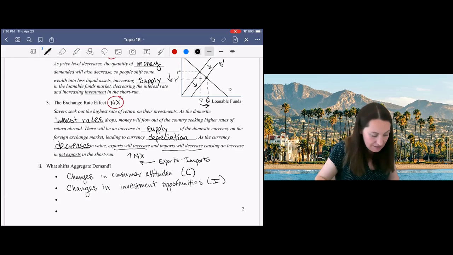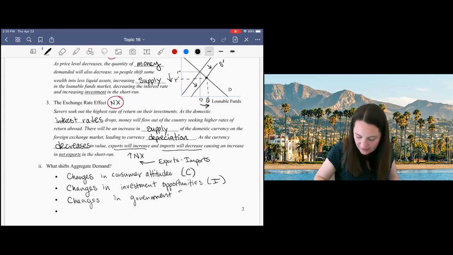would change I. Government spending, obviously. Government spending, all right.